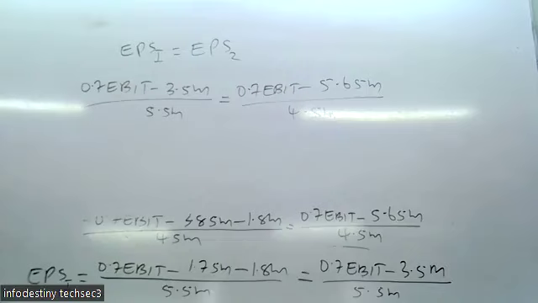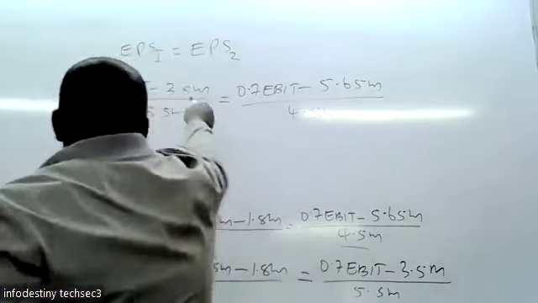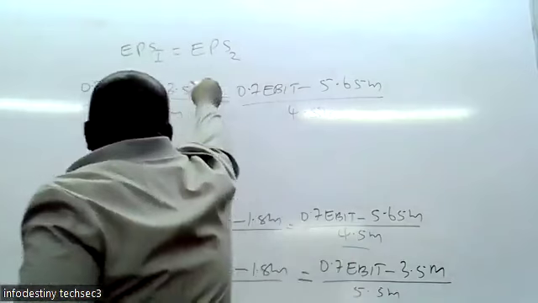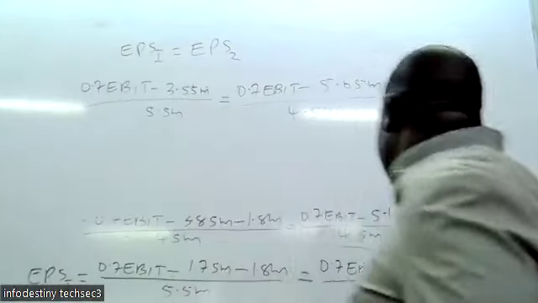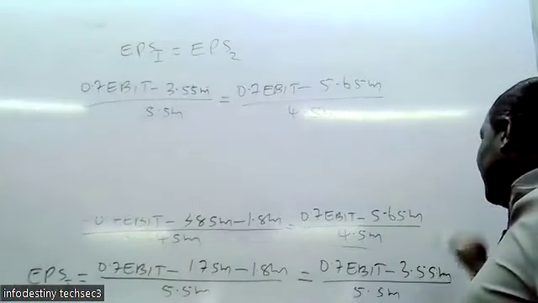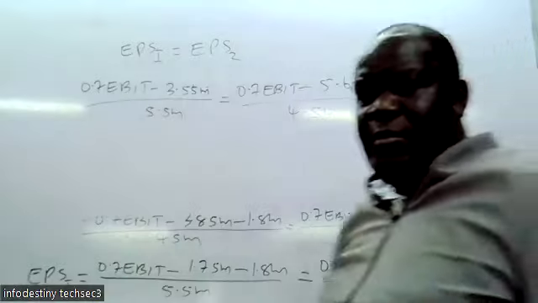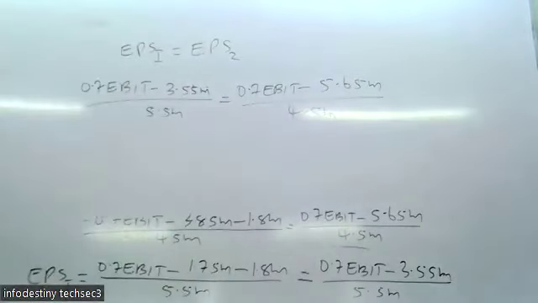Sorry? 3.55. This one here. So this one is supposed to be 3.55. So now get the earning per share also from that arrangement.